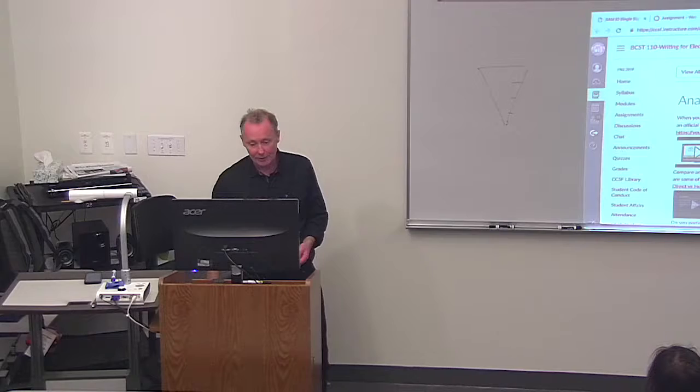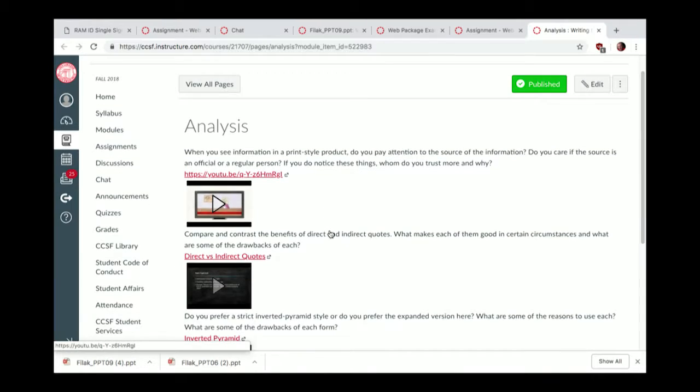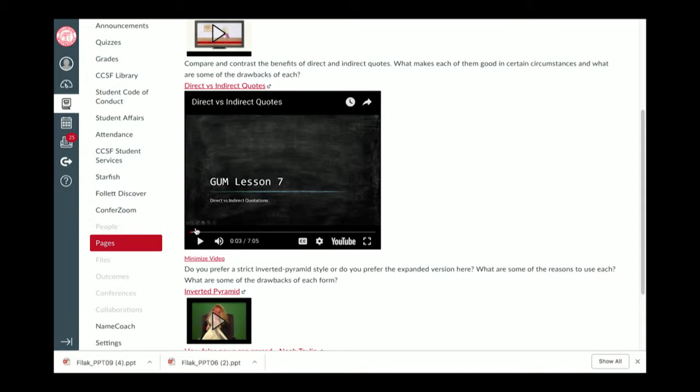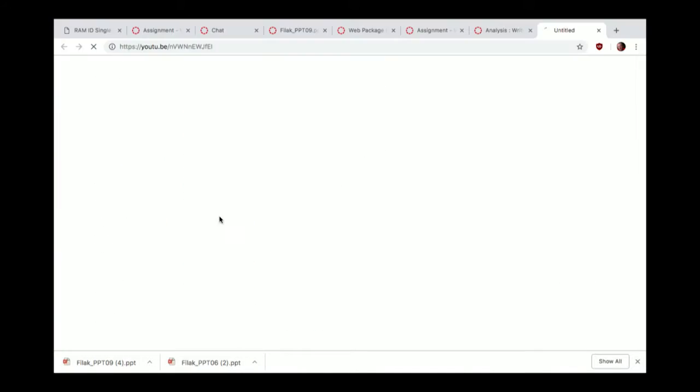I've got a little video here about the inverted pyramid type of structure. I haven't put my links in exactly right. So here we go, inverted pyramid.